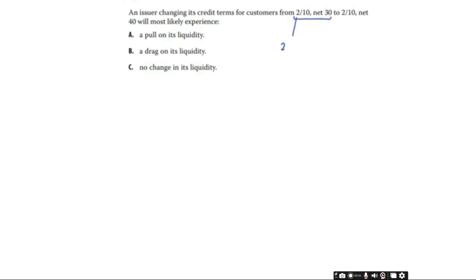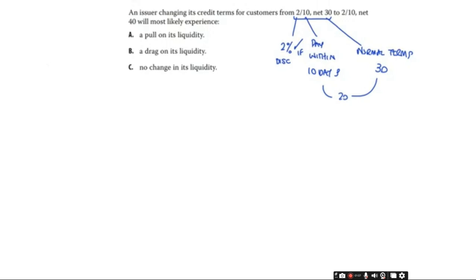The 2 is a 2% discount. If your customers pay within 10 days, net is your normal terms. So normal terms here are 30 days, telling the customers here they can pay 20 days quicker to get a 2% discount. We're changing that.